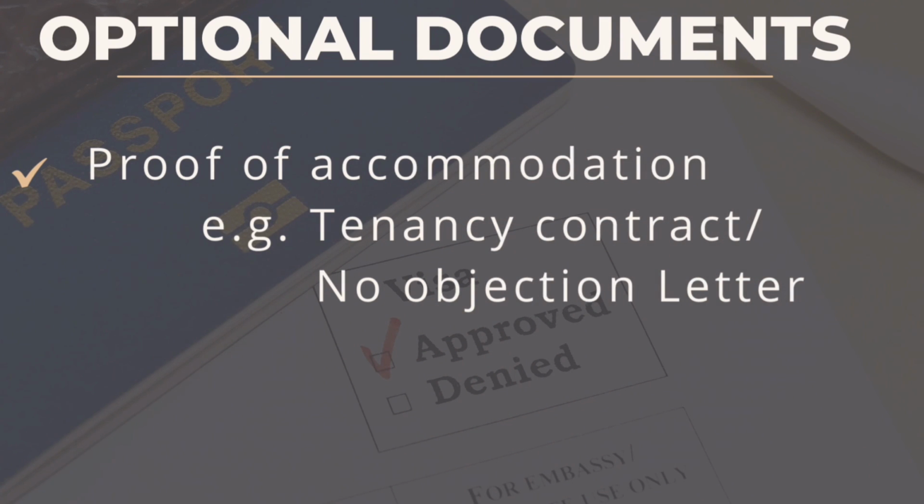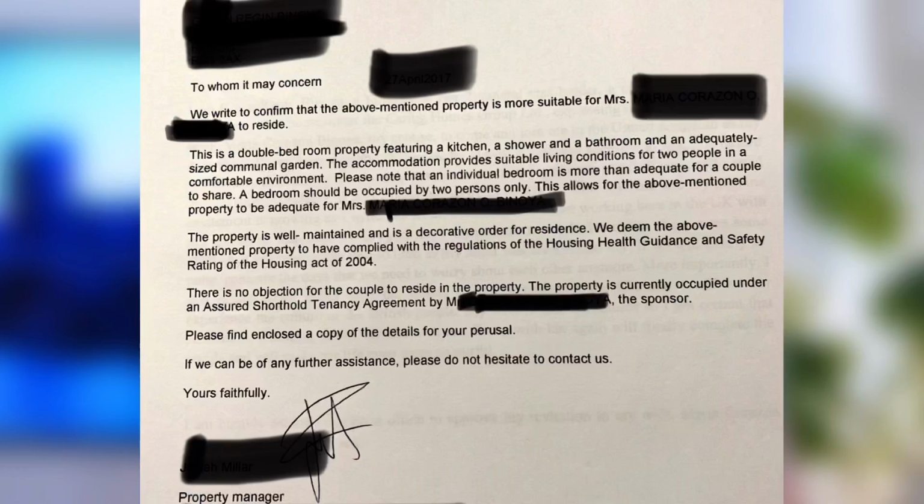As for the proof of accommodation, this is just to provide the Home Office a proof that you will have an adequate living arrangement when you arrive in the UK. So in my case, since my husband is already here in the UK for at least a year before I applied as a dependent, he already got a flat for us to stay. So he was able to give me a tenancy contract and a no objection letter from the landlord.